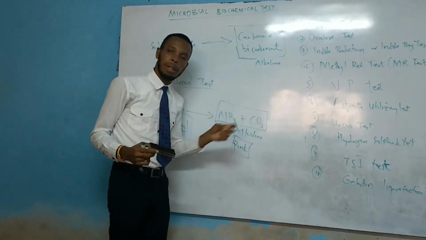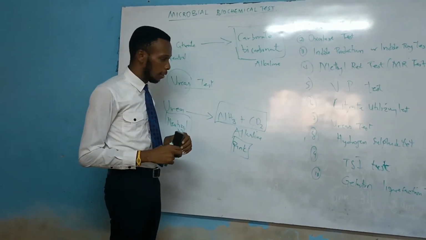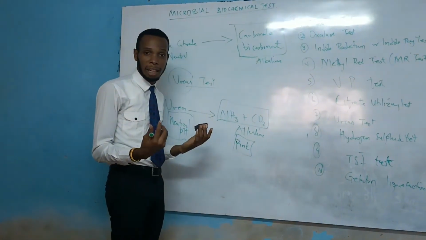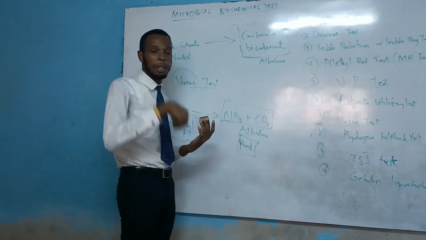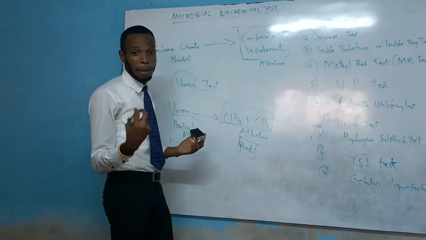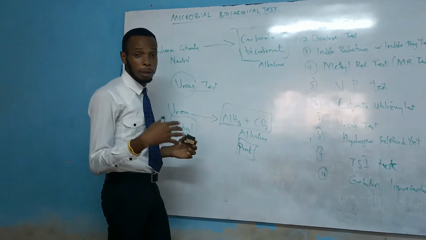Ammonia and what? Carbon dioxide, basically. So basically, that is what happens. So when we inoculate, for example, we take a slanted agar and inoculate the colony of microorganisms and incubate for 24 to 48 hours.